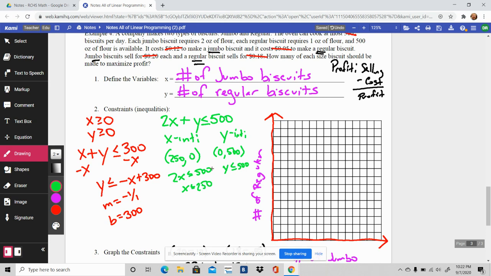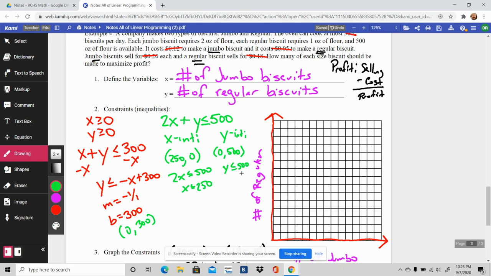All right, so something we should notice here is we're talking about plotting points (250, 0), (0, 500), and this one would be (0, 300). Okay, we're getting into pretty large numbers there. So that means that we're not going to be able to count by ones. 1, 2, 3, 4. We're going to easily run out of room. There's no way we're going to make it to 500.